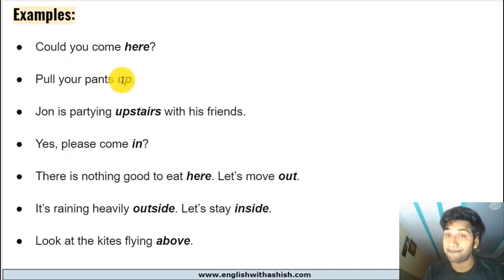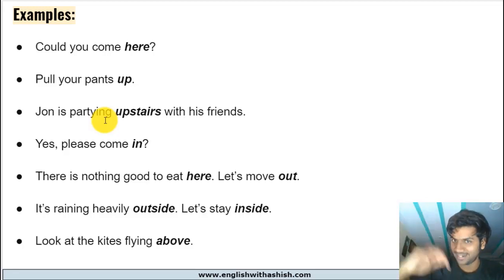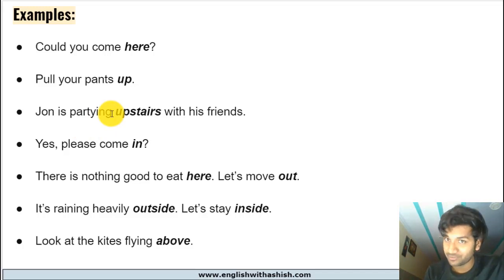Right? Pull your pens up. Pull your pens in what direction? Up. Talking about the location, right? Place of the action. Similarly, pull your pens down, right? Location. John is partying upstairs at a higher location with his friends. So if you say upstairs, obviously it's at a higher location, and between you and that location there are some stairs, right? So upstairs. Similarly, I can say my mother is cooking downstairs, or my father is talking to some people downstairs, right?